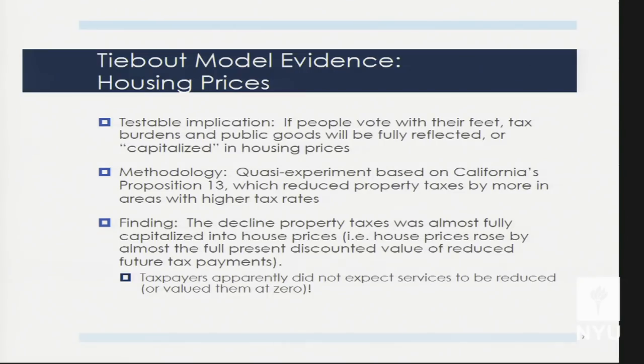Next, we can also think about the capitalization of public goods and the taxes they require into asset values, and how that capitalization serves as evidence for the Tiebout model. If people are voting with their feet, it should be true that asset prices or housing prices equilibrate to reflect the costs and benefits of the taxes needed to pay for public goods and the benefits of those public goods in the community.